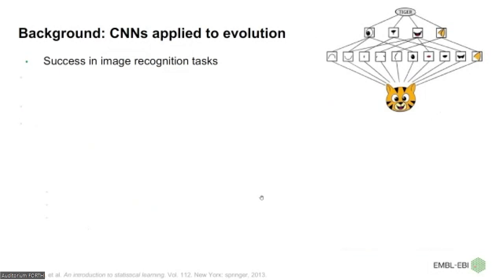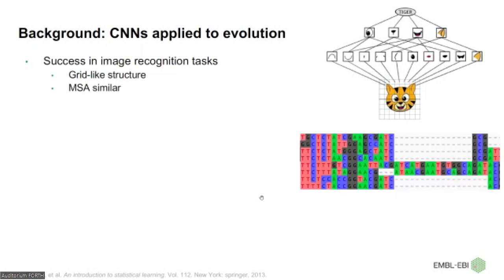So probably you're aware that CNNs have had a lot of success in image recognition tasks. And images have a grid-like structure where each point in the grid is a pixel. And multiple sequence alignments have a similar structure, but instead of a pixel, we have a nucleotide or gap representation. And in CNNs, through convolutional layers, both local relationships and higher order structures are detected to end up with the final prediction.